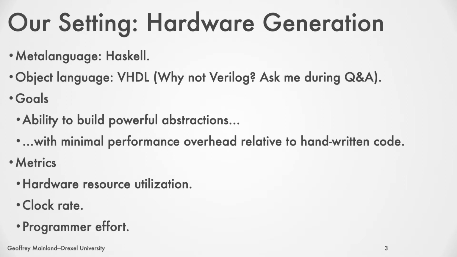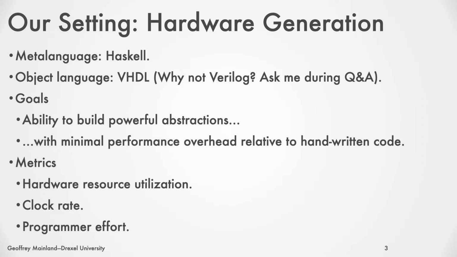Our meta language is Haskell, that is, we'll be writing code generators in Haskell. We use Haskell because it has support for quasiquotation. Our object language is VHDL. VHDL is one of the two standard low-level languages for describing hardware circuits. If you care to know why we chose VHDL instead of Verilog, please ask me during the Q&A session.